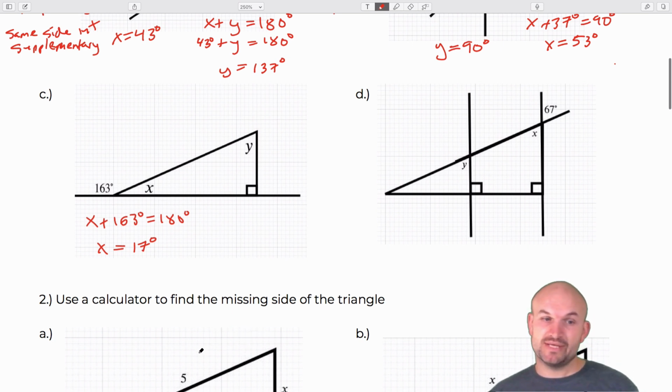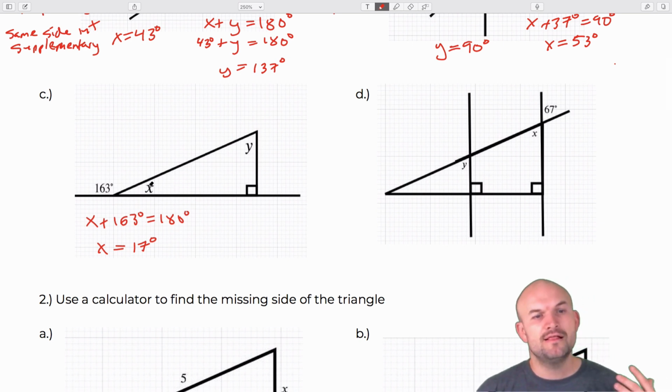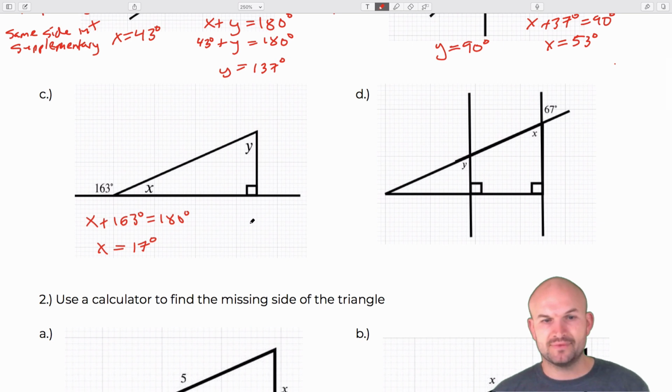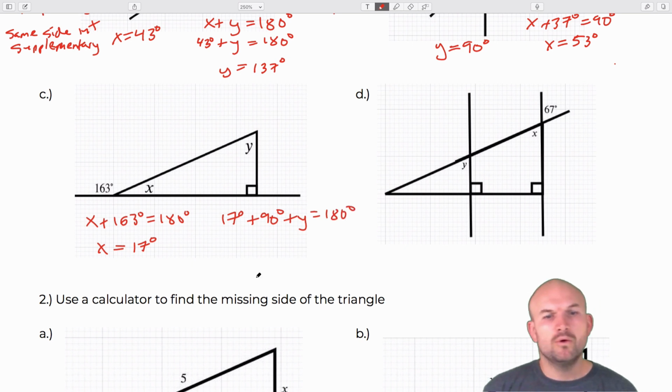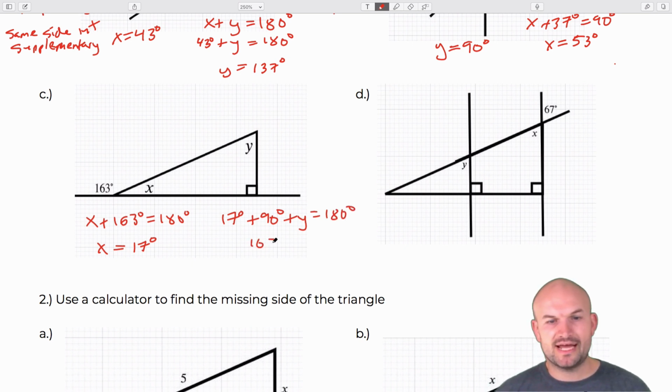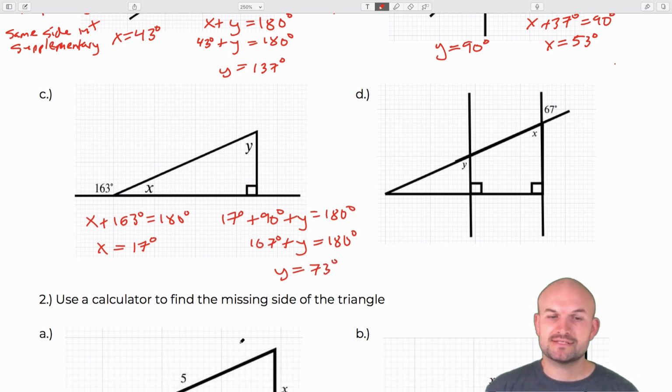Now, the next thing is we could use the interior angle sum theorem. And the interior angle sum theorem for a triangle says that all the angles in a triangle add up to 180. So we have 17 degrees plus 90 degrees, right? That box represents 90 degrees, plus y, we'll just say y, equals 180 degrees. Well, 90 plus 17 is 107 degrees, plus y equals 180 degrees, and therefore y is just going to equal 73 degrees, okay?